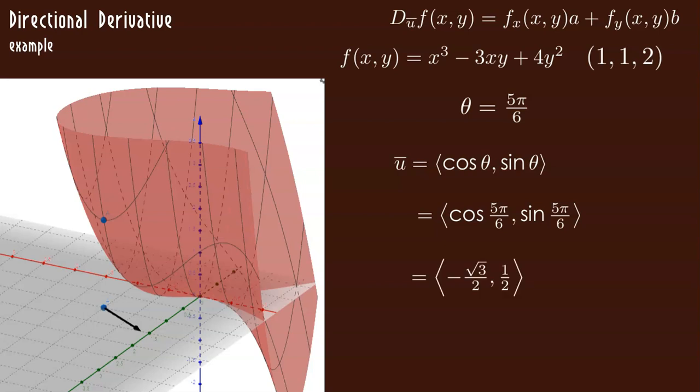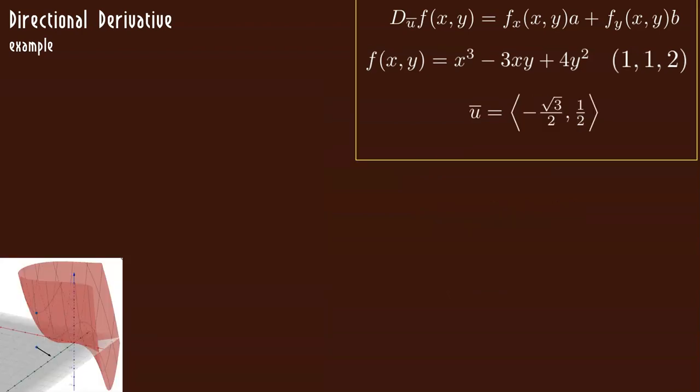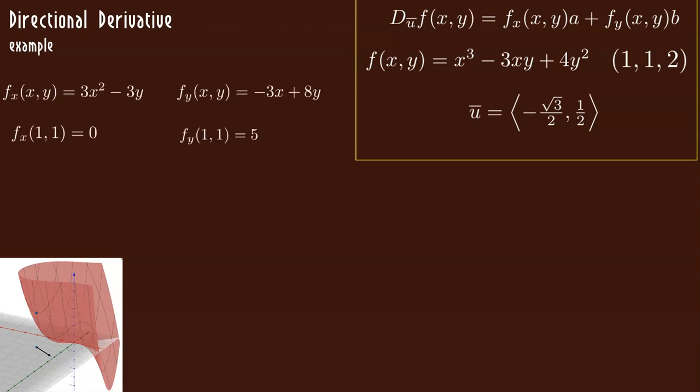So let's figure out what the directional derivative with this vector is. I have all this information from the previous page. The partials will be the same, and when I plug in my point, I'll get the same values. The only difference is my unit vector. So when I do <0, 5> dot my u, which is <negative square root of 3 over 2, 1/2>, I get 5/2, which is the slope of the surface at that point in the direction of u.